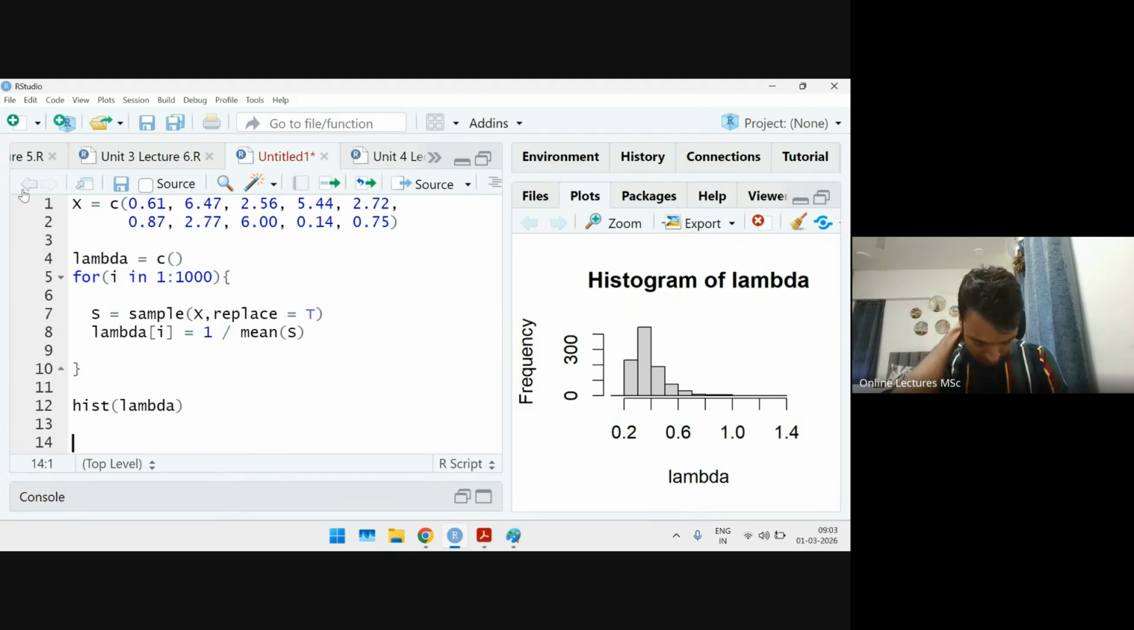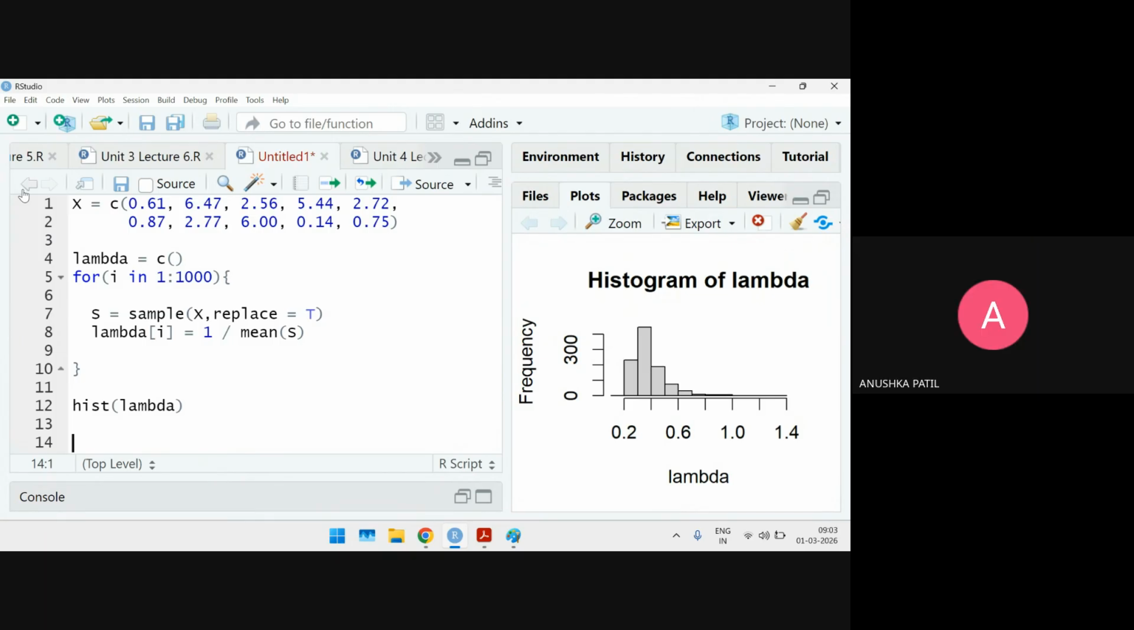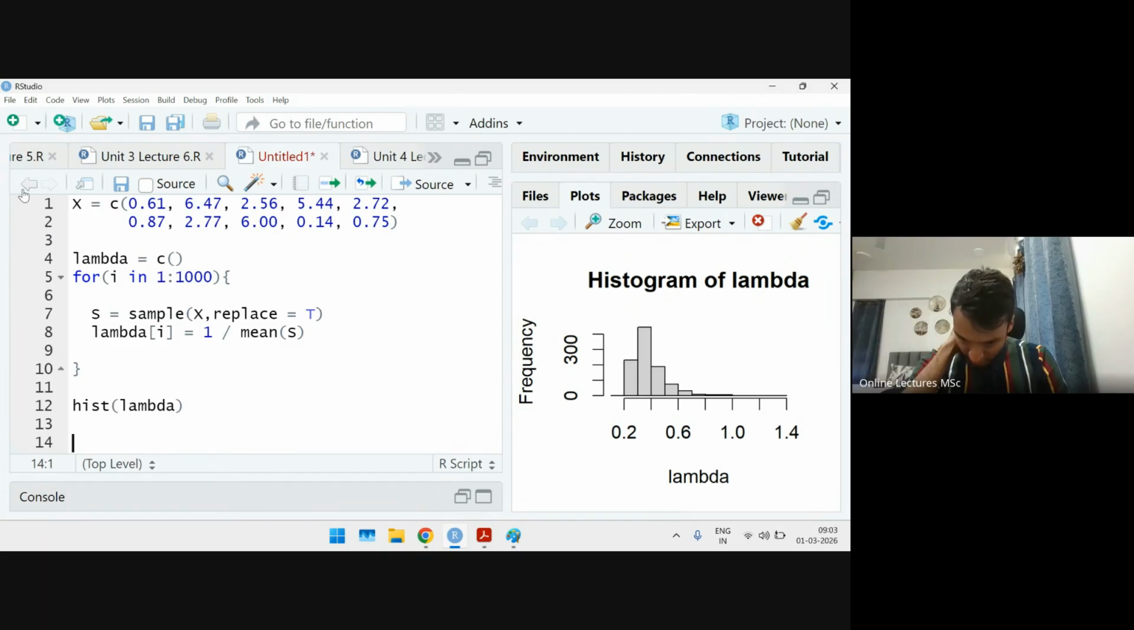Here we have to give the 95% confidence interval for the lambda value, no? Correct. So I have to tell that 95% of the times lambda would lie between this and this. How would I calculate that?